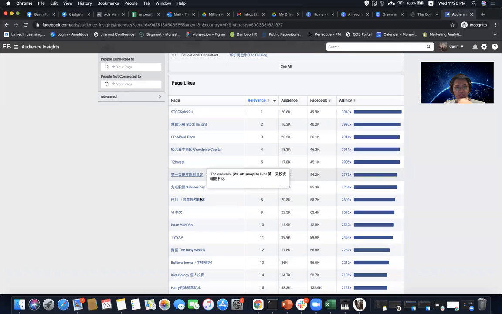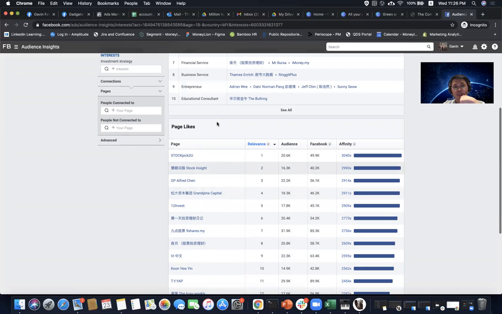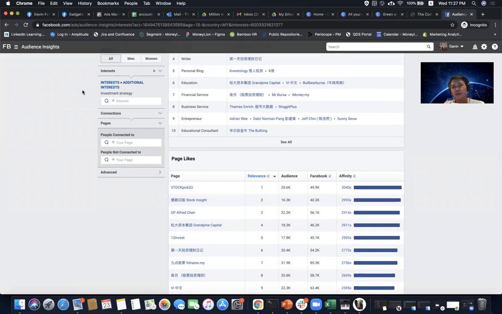So here we look at the page likes. You see, even without looking at the top 20, looking at the top 10, most of them are already related to investment. So this is what we call a very, very good info interest that we can use in our detailed targeting. So this is how we identify. One thing to take note of here is about interest. We need to identify the right info interest for us to use in our detailed targeting.